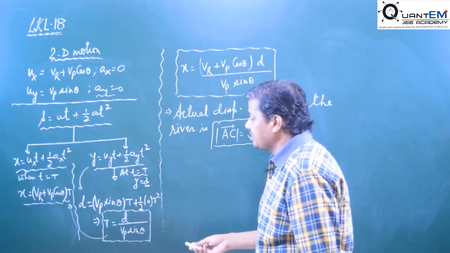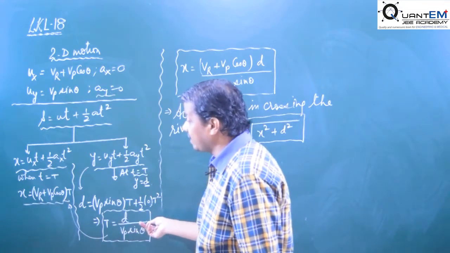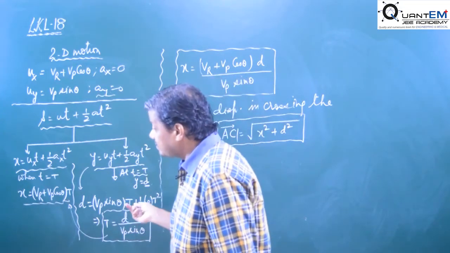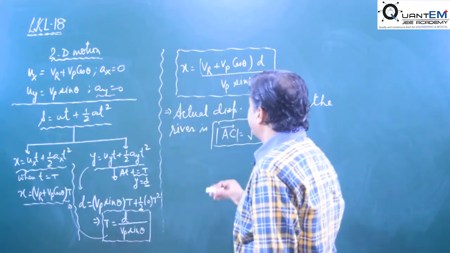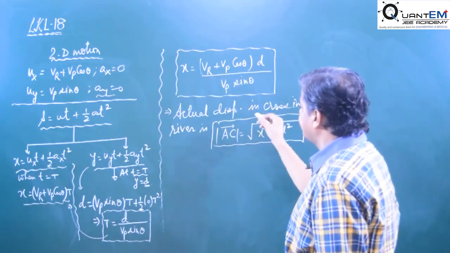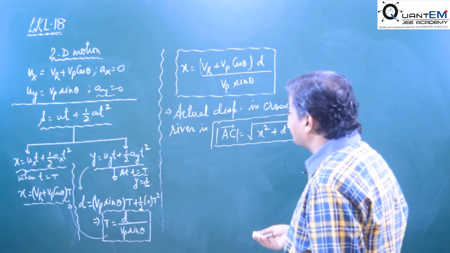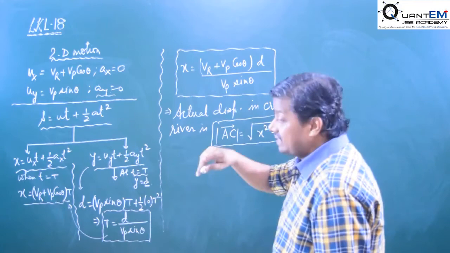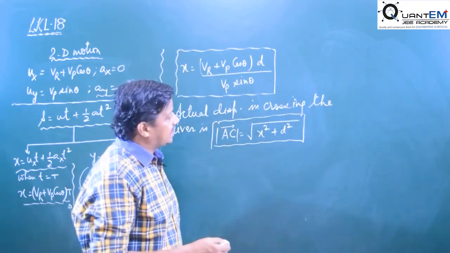Okay, if acceleration is there, then it will be a quadratic equation. Solving the quadratic equation, you will get the value of time, and then put this time in this formula. You'll get this result, and accordingly we find x, and the actual displacement. In that case, if acceleration is variable, then the path will not be straight, it will be a curved path.